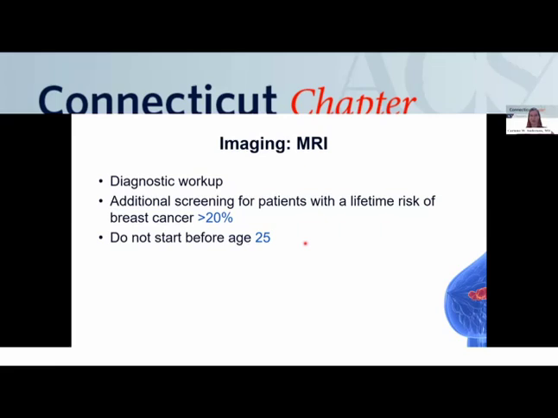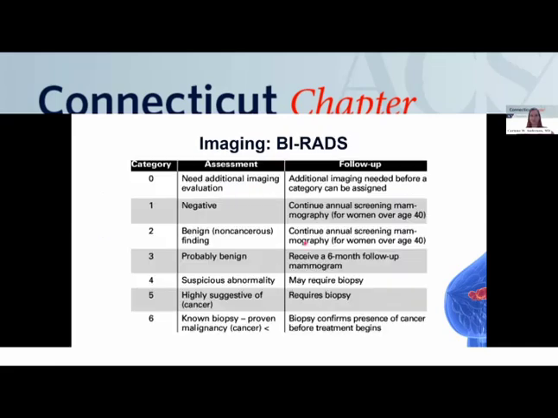And in general, we don't start screening MRIs prior to age 25. All breast imaging gets a BI-RADS score. This is high yield and should be an easy question for you to get right.